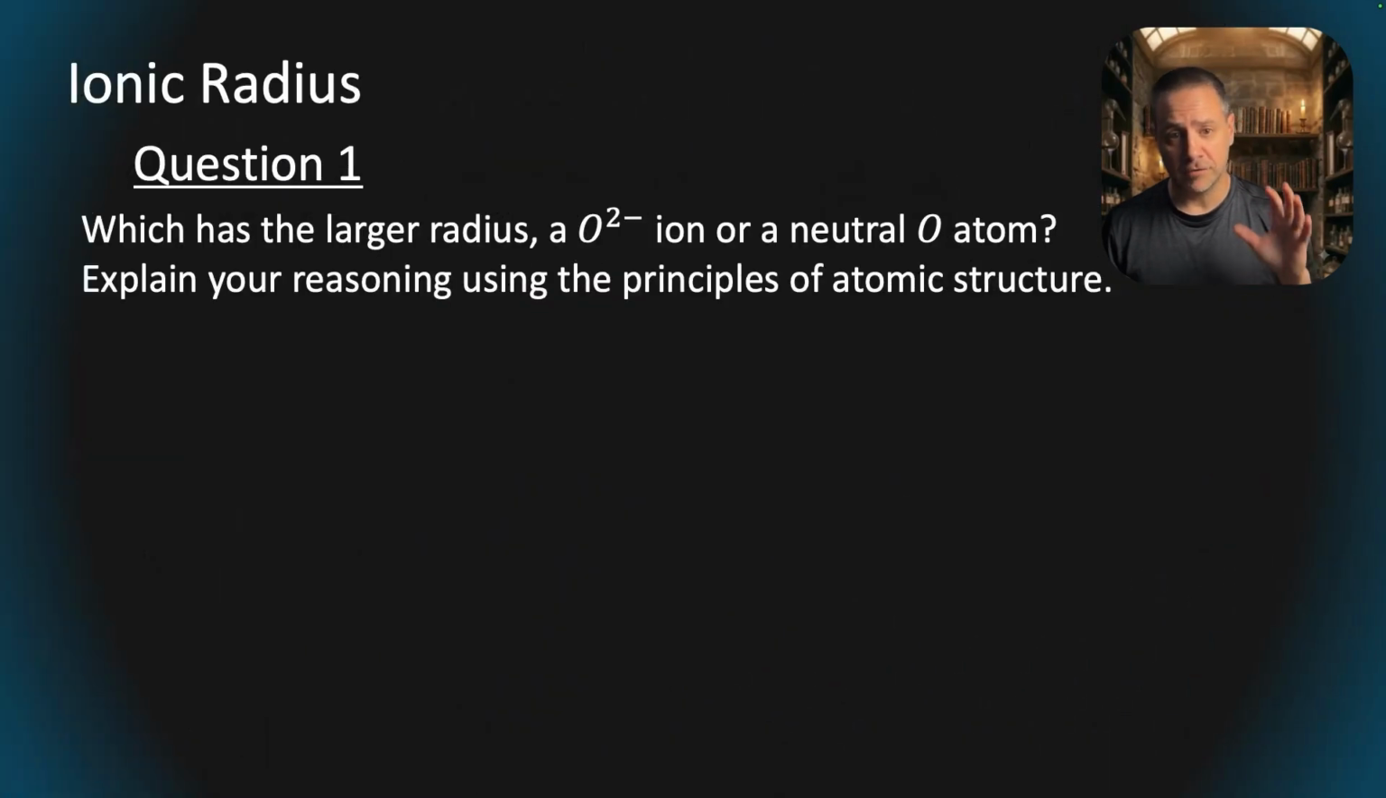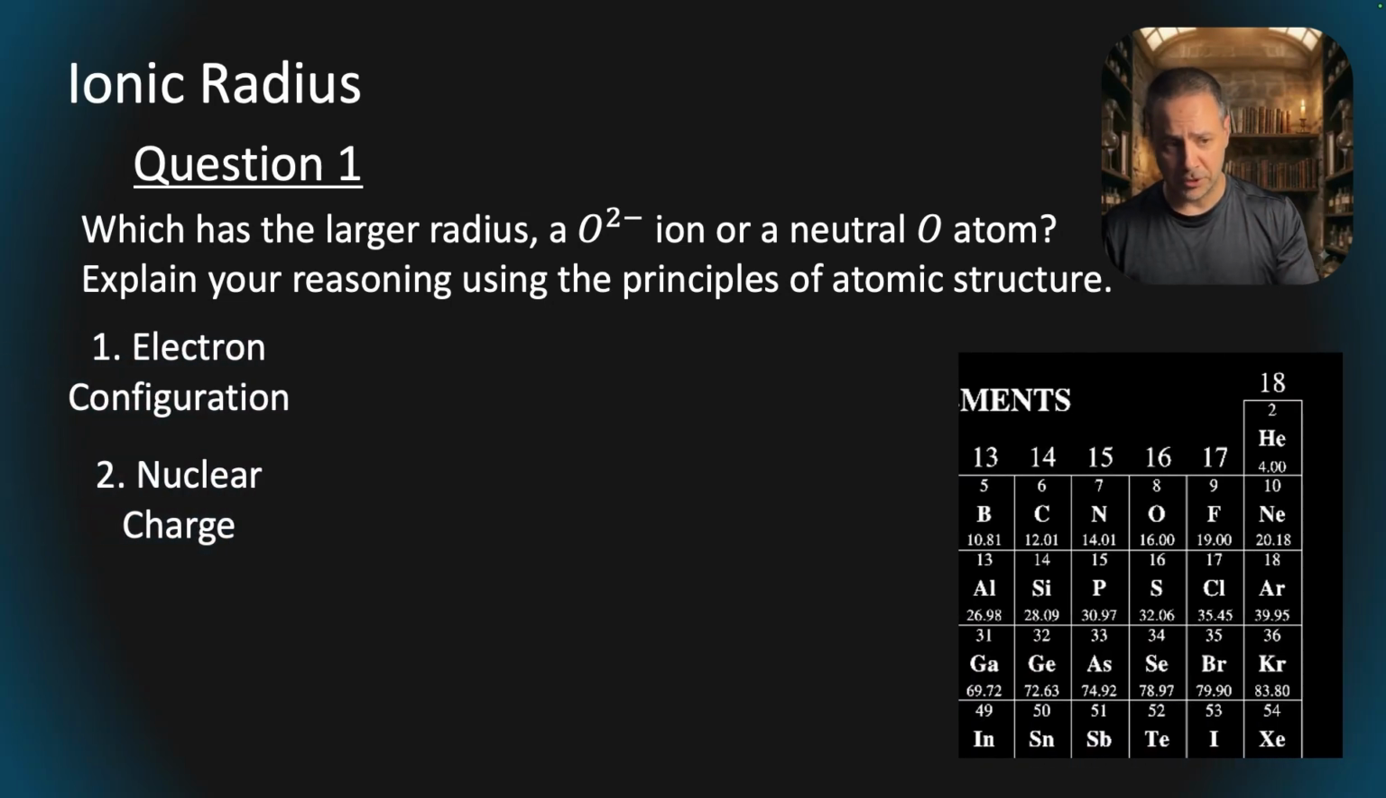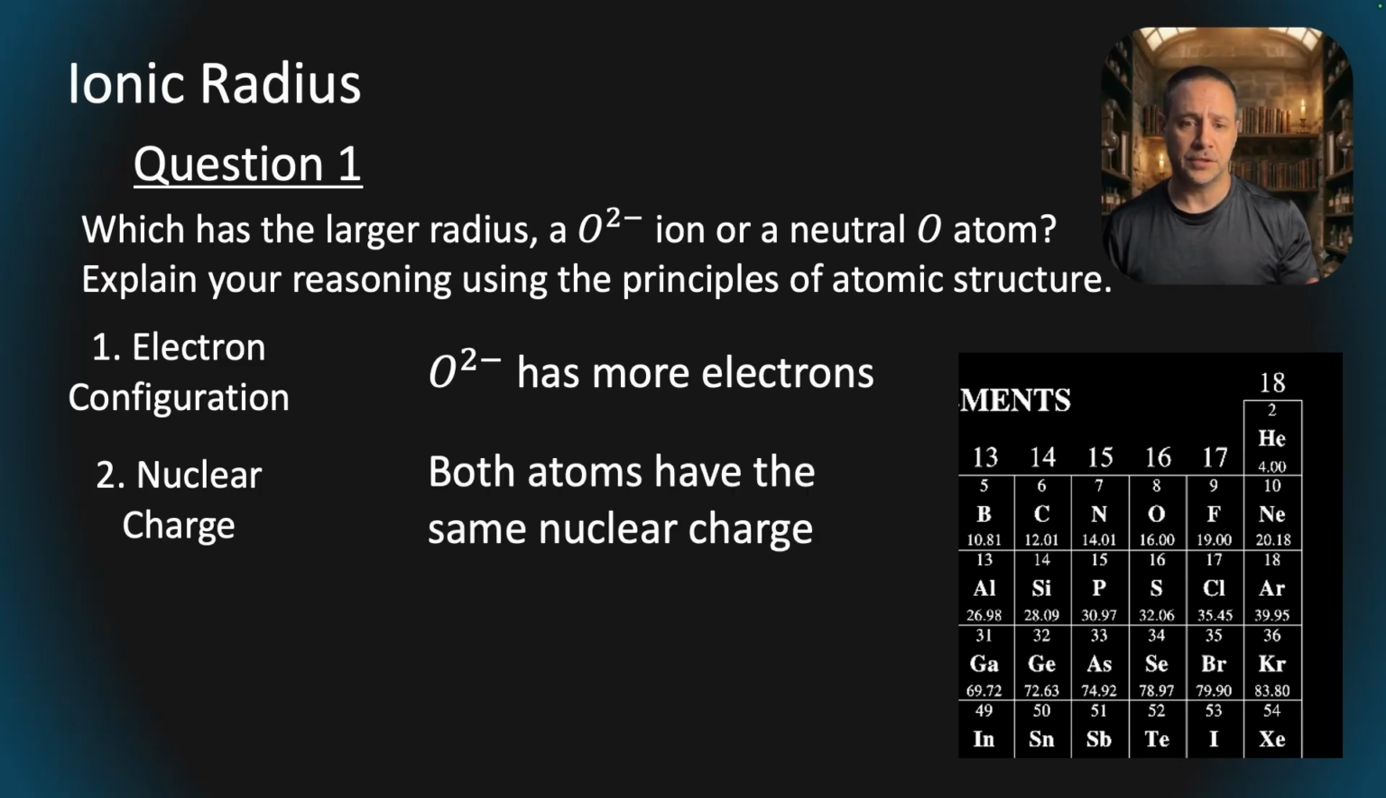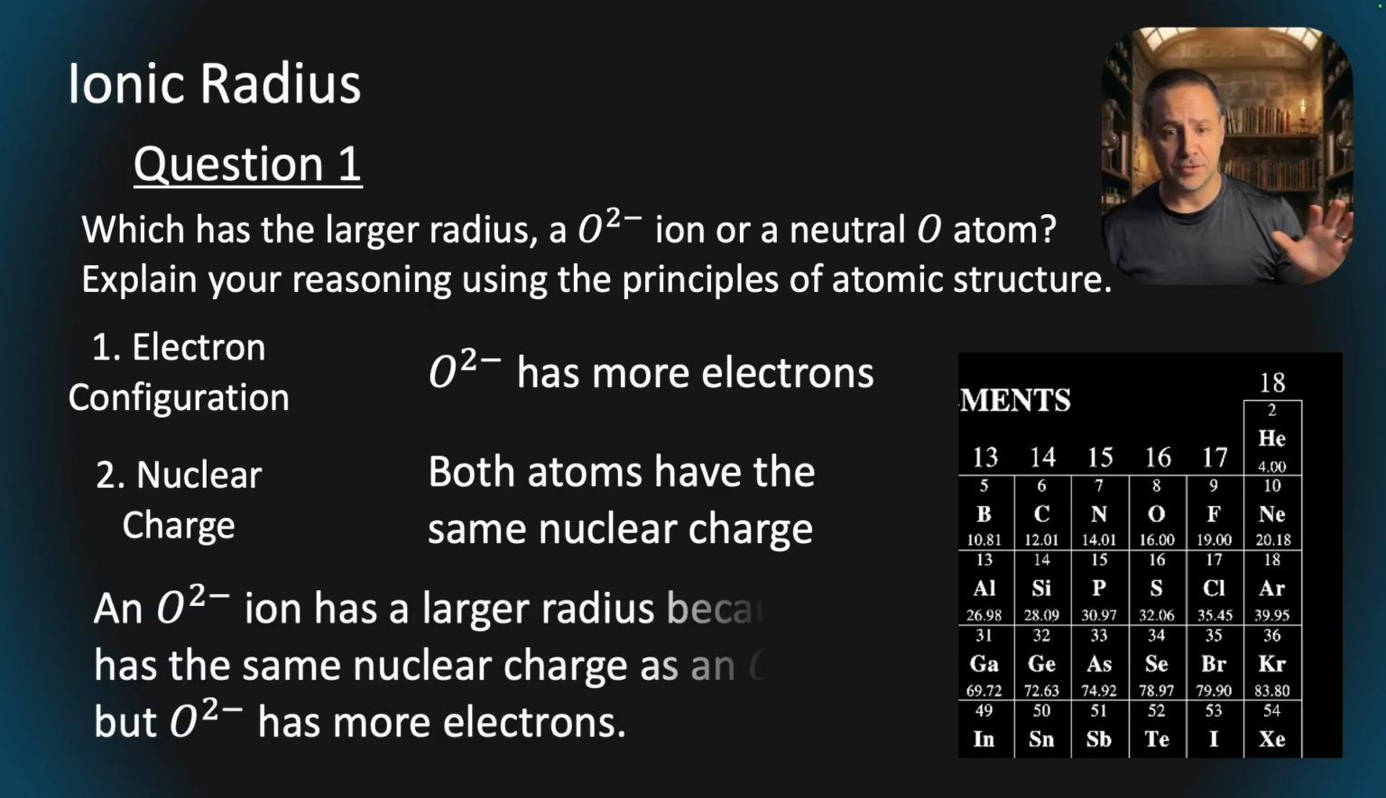Here's a variation of one of the past FRQs that have been on the AP exam, and it's covering the same two interactions. So let's make sure we cover electron configuration and nuclear charge. You're asked to evaluate the difference in radius for an oxygen ion versus a neutral atom. So the anion is gaining electrons when it forms. Therefore, the O2- has more electrons. In terms of the nuclear charge, they're both oxygen, so they have the same number of protons within the nucleus. The same suck, but the ion's got more electrons pulling things outward. Therefore, the ion is bigger.